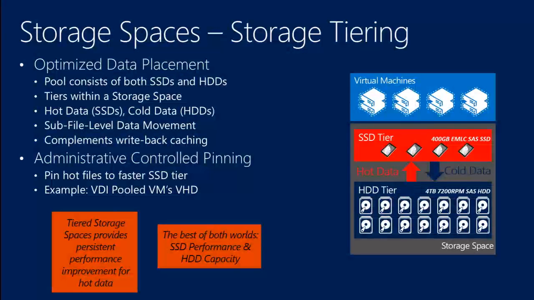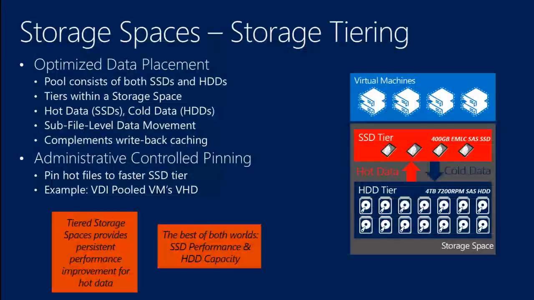We'll move hot data from spinning media, from HDDs, up to SSDs to give you increased performance. In turn, we will move the cold data down from the SSD tier to the HDD tier. You can also pin files. We do this at a 1 megabyte block level, so we'll move data on a sub-file level, automatically, from SSDs to HDDs and back and forth. We also give you the power and flexibility to pin files to the tier level you want.